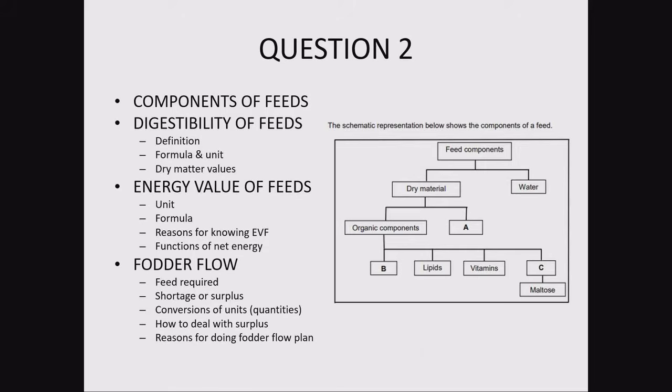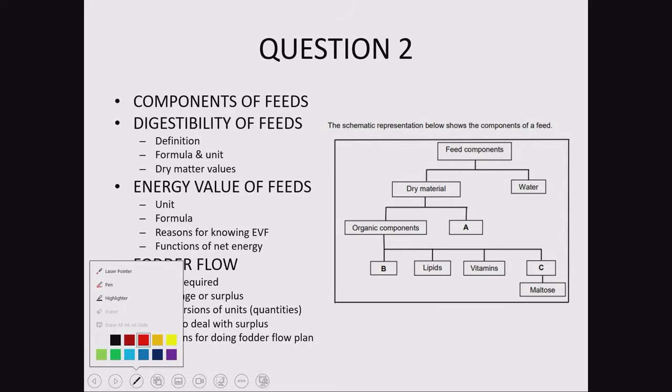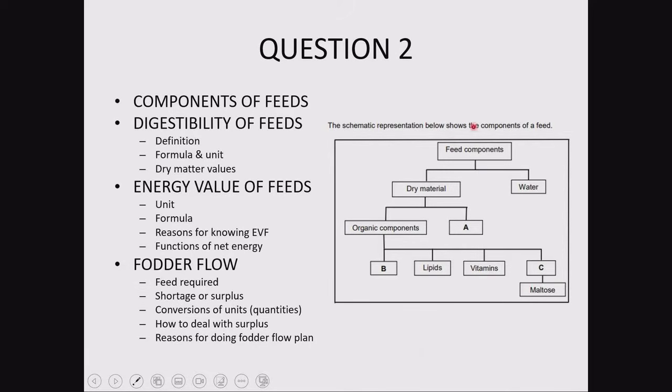So for the components of feed, you must be able to define components of feed. What does the term components of feed mean? It simply means that it's what the feed is composed of. There is a schematic representation on the board that the feed is composed of two items. This is the feed there, and the feed is composed of two items, which is the dry matter and water.